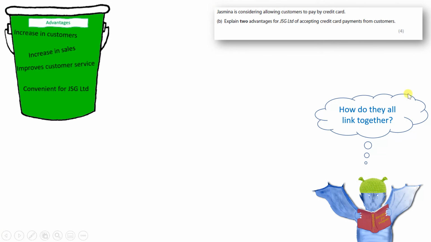So let's fill the advantages bucket with some statements. We've got 4 popping in there about increasing customers. Obviously, through increasing customers, you're more likely to get an increase in sales. You get an improved customer service, and it's convenience for JSG, for Jasmina's business as well. Now, these are statements, and as you can see on their own, there's no explanation on them to actually say why they're an advantage. So this is where we go next.